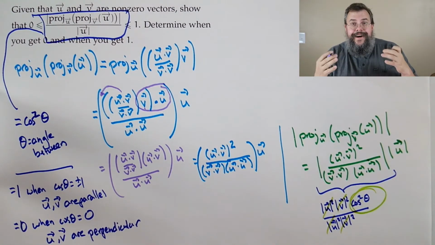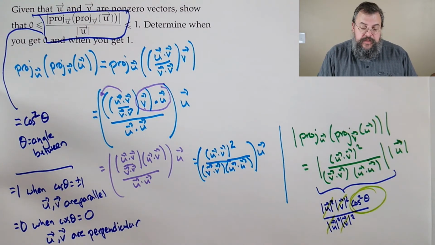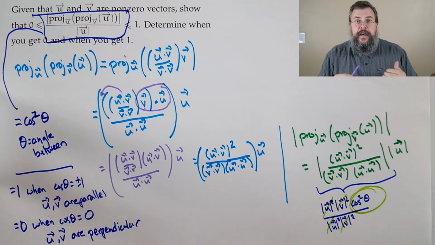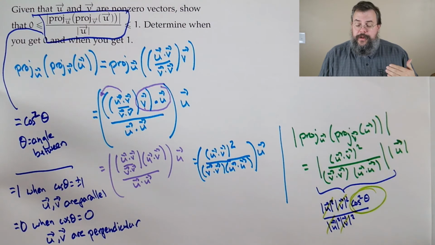So we've seen that this quantity turns out to be cosine squared of the angle between them. And we know that because of what cosine does, it's going to be 0 when things are perpendicular, it's going to be 1 when things are parallel, otherwise it'll be something else.